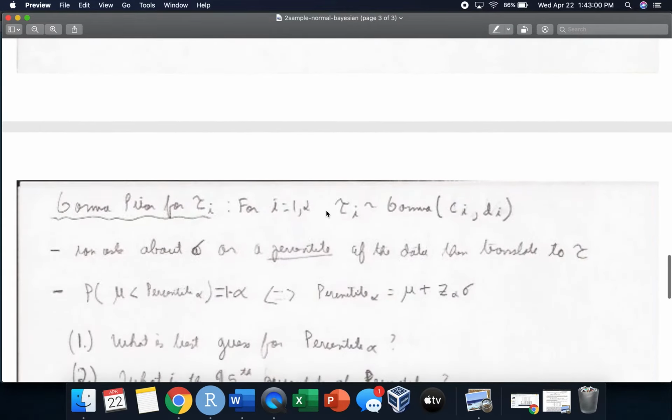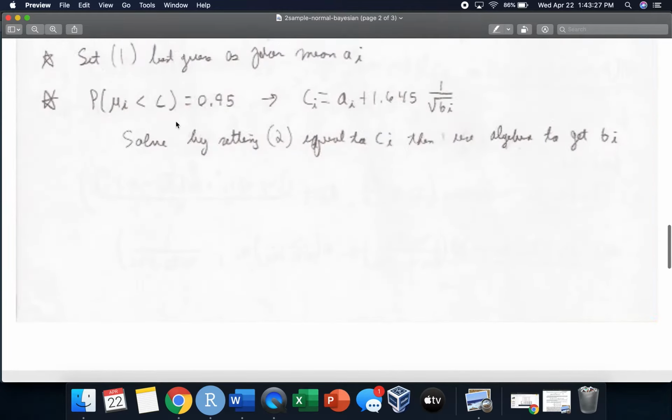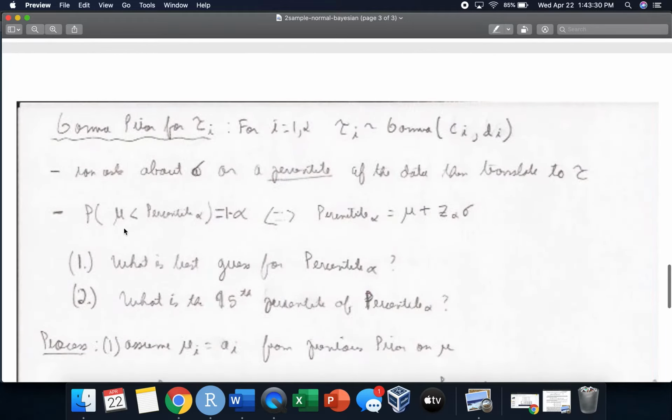Now, the gamma prior for tau is a little bit harder to understand, but pretty similar. Again, this follows a gamma with C and D as rate and scale. What we can do is ask about a percentile of the data. Any percentile, 50th, 60th, whatever it may be. It doesn't have to be 95th. So we ask for that, and we put it here, like we did previously where C was. We say the probability that mu is less than this percentile equals 1 minus alpha, and then we solve to get this equation.